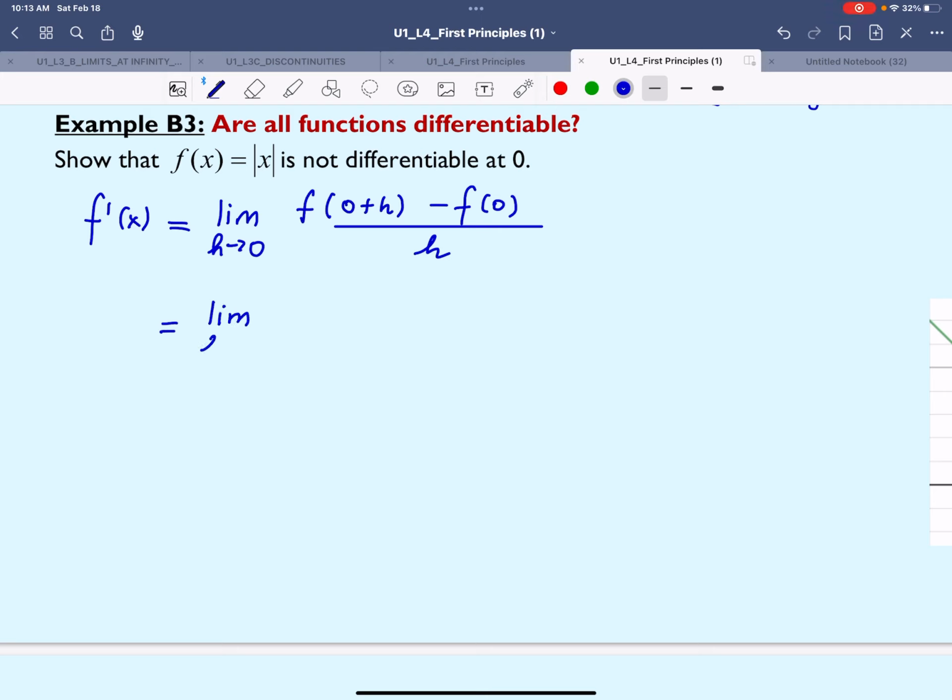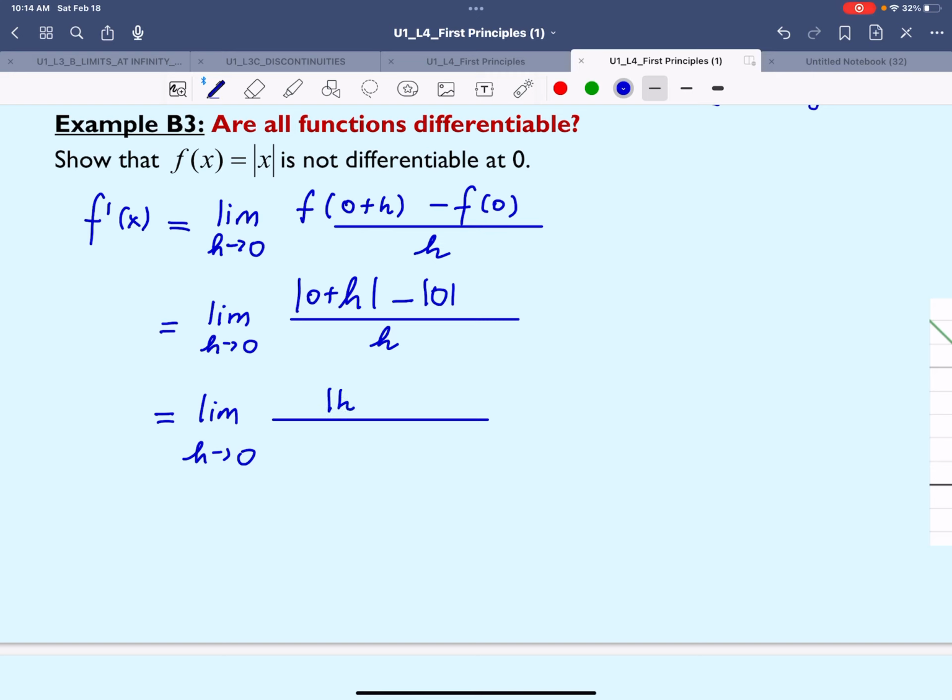So we have the limit as h approaches 0. We'll bring in the function, the absolute value of x. So instead of x, here we have 0 plus h, which means that we'll have the absolute value of h minus the absolute value of 0, which is simply 0, and divided by h. I'm just going to bring 0 plus h exactly just to be sure, but I'm pretty sure you see this. So the limit as h approaches 0 of the absolute value of h divided by h. We have to find this limit.